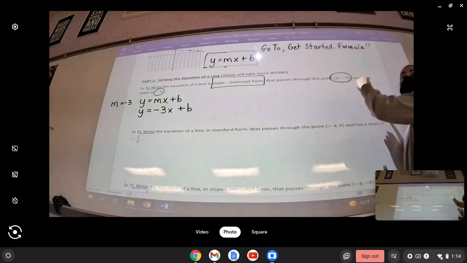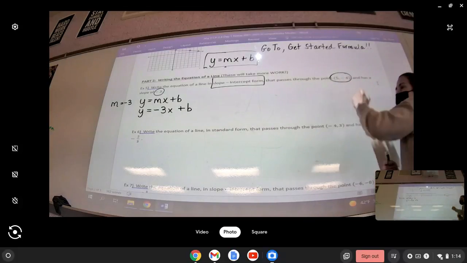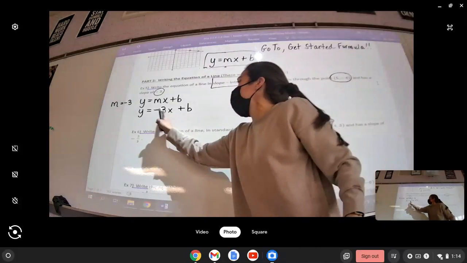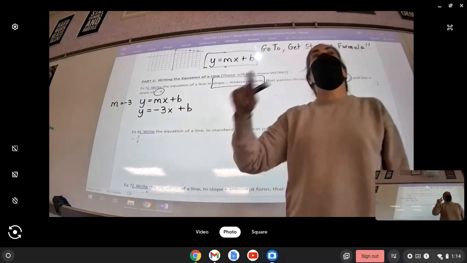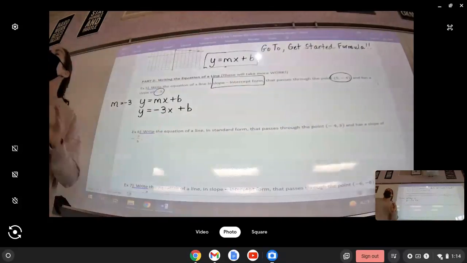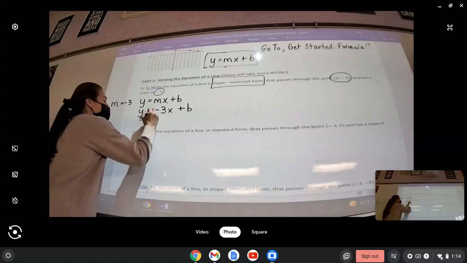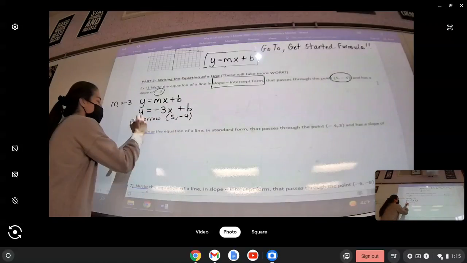So what we're going to do is we're going to borrow this point. That is a known x value and a known y value that have to make his equation true. So we're going to plug them in for x and y, and then we'll solve for who b needs to be. All right, so we're going to borrow this random point, and we're going to help us solve for b. So we're going to borrow, what was it, 5, -4, and we're going to solve for b.